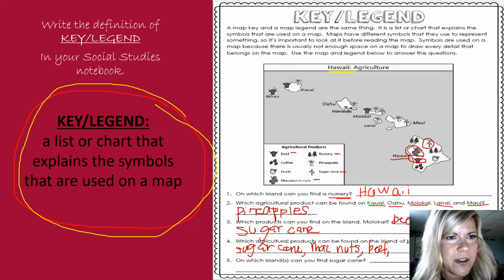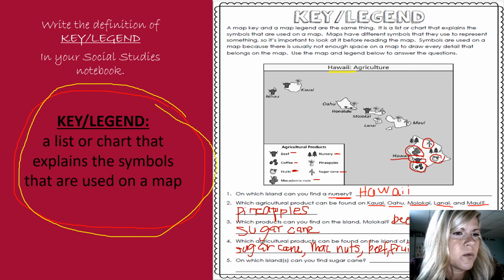Okay, now we got this little symbol. So I look over at my key, it stands for fruits. So Hawaii has fruit on their island. Okay, and the last one is this little group of nuts, it looks like, but it's actually coffee beans. Okay, I hope you got that answer correct.